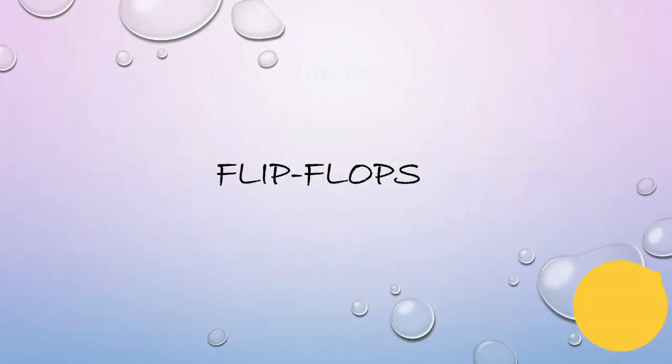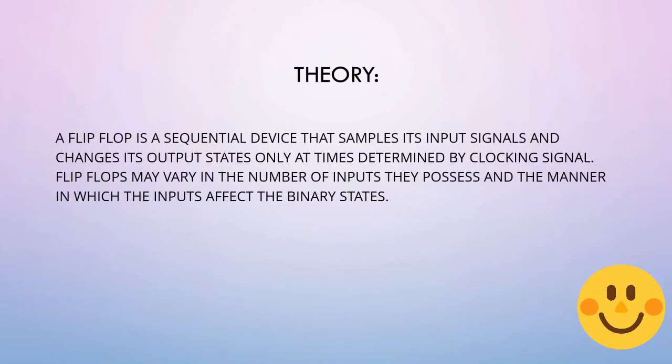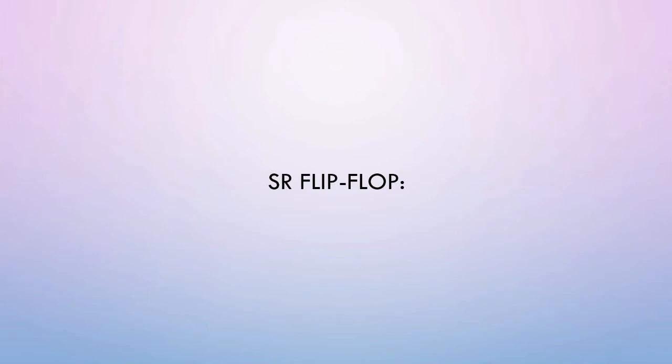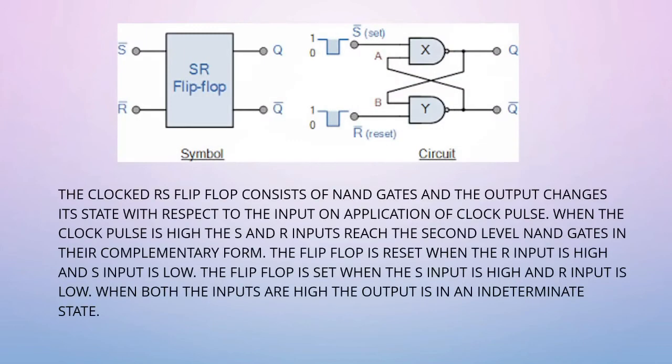Next, flip-flops. A flip-flop is a sequential device that samples its input signal and changes its output state only at times determined by the clocking signal. Flip-flops may vary in the number of inputs and the manner in which the inputs affect the binary states. Types of flip-flops: SR flip-flop, D flip-flop, JK and T flip-flop. First, we are going to see about SR flip-flops.